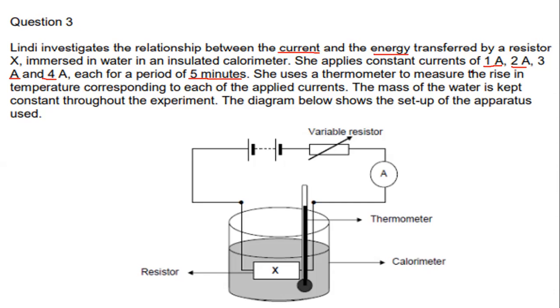She uses a thermometer to measure the rise in temperature corresponding to each of the applied currents. So she'll measure the temperature there. The mass of the water is kept constant throughout the experiment. The diagram below shows the setup of the apparatus. So there she has a thermometer to measure the temperature corresponding to each current that is applied, meaning in the first experiment when she does the current of 1 ampere flowing through the resistor, then 2 amperes and so on. And there we have our resistor X, we have our ammeter, our cells, which form a battery, and our variable resistor. So basically there we have a circuit.